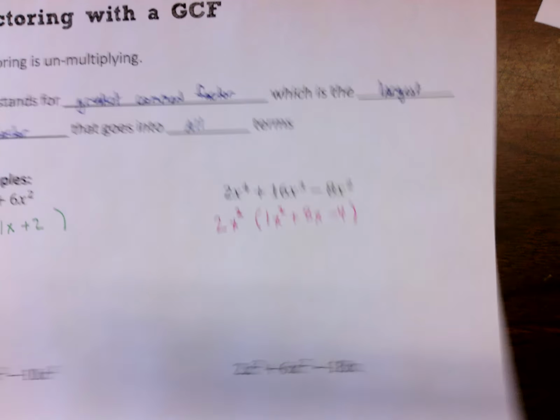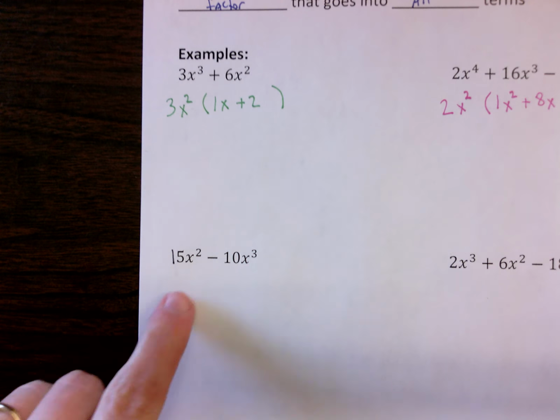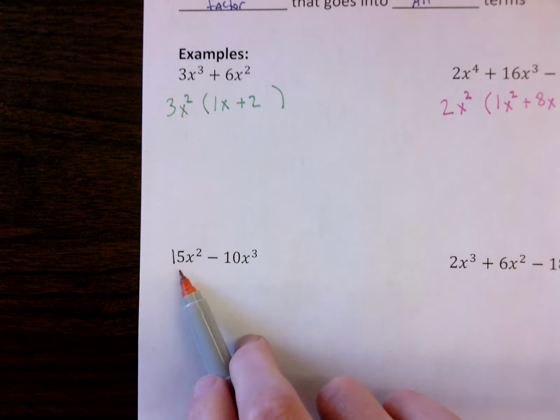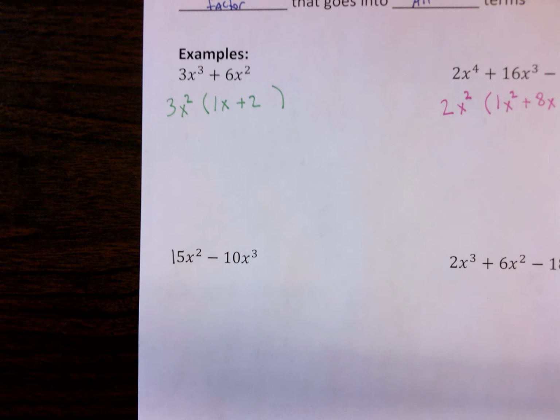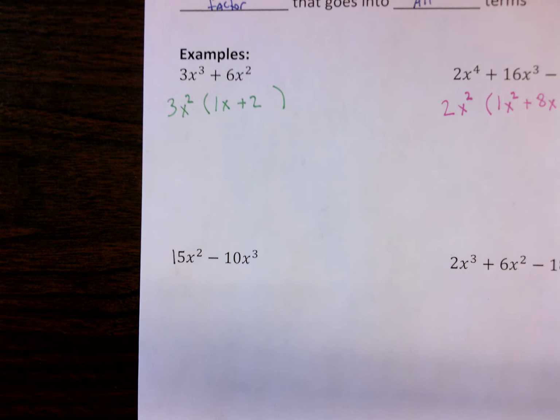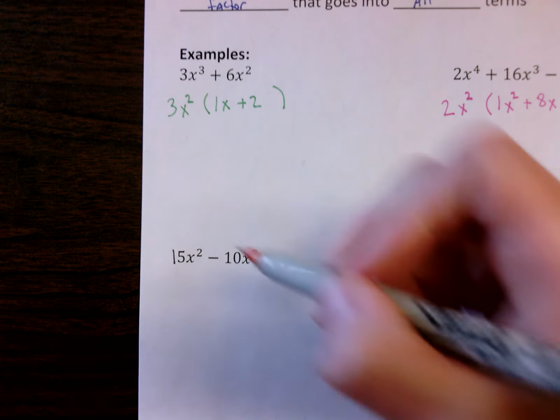All right, let's do another one. This one I had to fix a typo on. That's supposed to be a 15x squared. All right, so let's look at this guy. So I've got a 15 and a 10. And I want to start by thinking to myself, what's the biggest number that evenly goes into both 15 and 10? Okay, so I'm going to start with the smallest number.